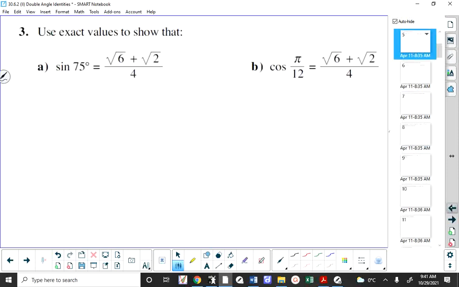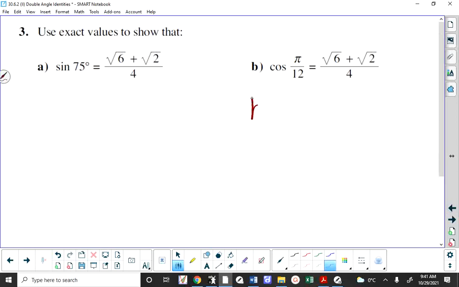So it doesn't really matter which one we do. Do you have a preference, A or B? Okay. So I'm going to go with B only because it has radians, and that's maybe a little more challenging. We do have to think in terms of degrees. So the first thing I would recommend is taking 180 degrees divided by 12 to find out what that angle is. And I believe that's 15 degrees.